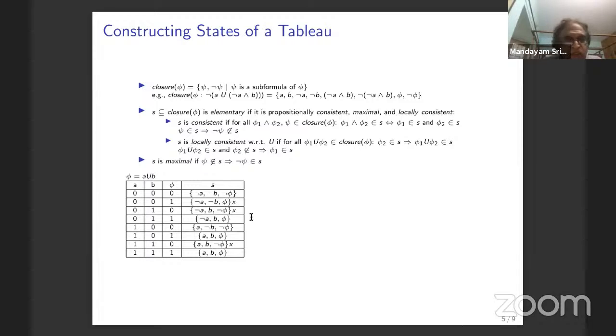So here, just for illustration, I've constructed all possible maximal subsets of the closure set, and then eliminated the ones that violate the constraints. So these three marked with X's don't have to be included in the tableau. You should not include them in the tableau. Okay.